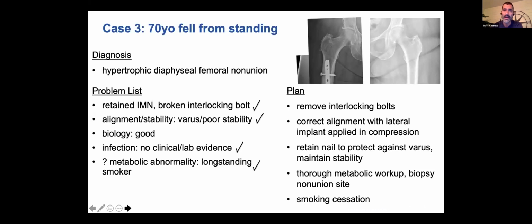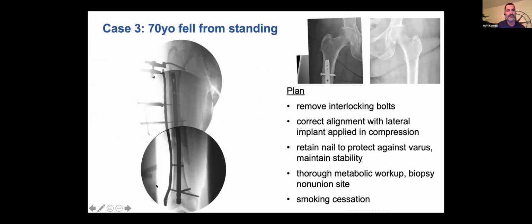So our plan, based on our problem list, was to remove the interlocking bolts from the distal femur, correct the alignment, and retain the nail in this particular case. Now, you could do this in a variety of different ways, right? It's a hypertrophic non-union, really just want to get more stability present. So you might say, well, I'll just do an exchange nail. I felt that that would be hard in this particular situation, so we did it a little bit differently. We worked her up from a metabolic standpoint. We biopsied the non-union site at the time of surgery, and again, we got her to stop smoking. And this is what we did.